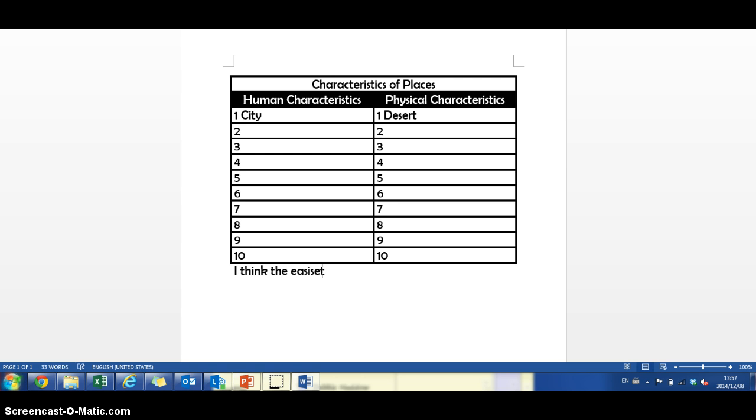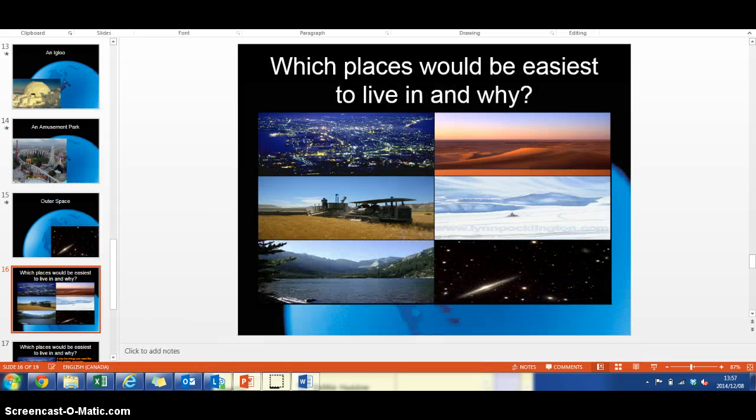I think the easiest places to live are, and then you list them. Okay, 1, 2, and so on, okay? So, for example, 1, I think a city is an easy place to live because, you have to write because. Okay, and give me a reason why. And do that for each of those on the PowerPoint, okay? Each of these.